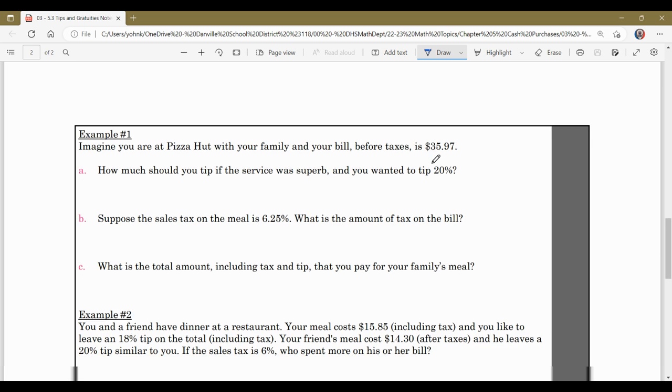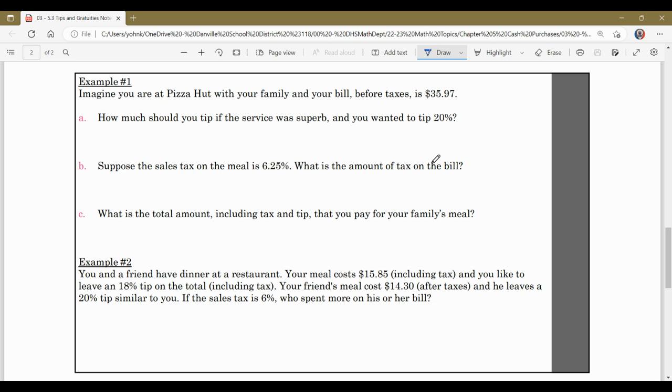All right, so let's look at some of these problems with tips. So imagine you are at Pizza Hut with your family and your bill before taxes is $35.97. How much should you tip if the service was superb and you wanted to tip 20%? Well, all I have to do is take the amount of the bill, $35.97, and multiply by the tip percentage as a decimal, so 0.20. This comes out to $7.19. Now, chances are you're not going to leave 19 cents precisely, but it's a rough estimate.